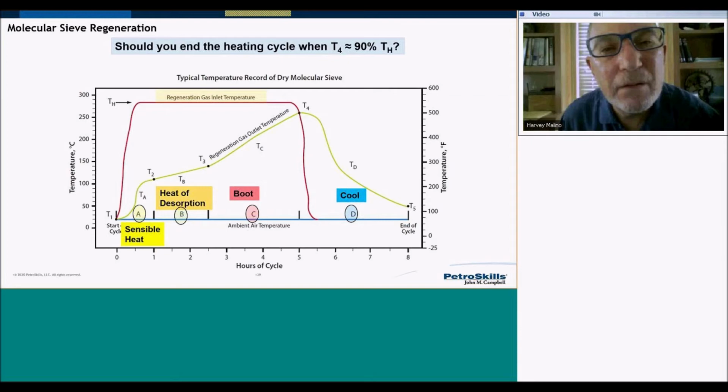So just to finish this up, if we have a low pressure regeneration, ending it when you're about 90% of the inlet temperature, that's fine. High pressure regeneration, you're probably going to need a heat soak because you are stripping limited and not heating limited.